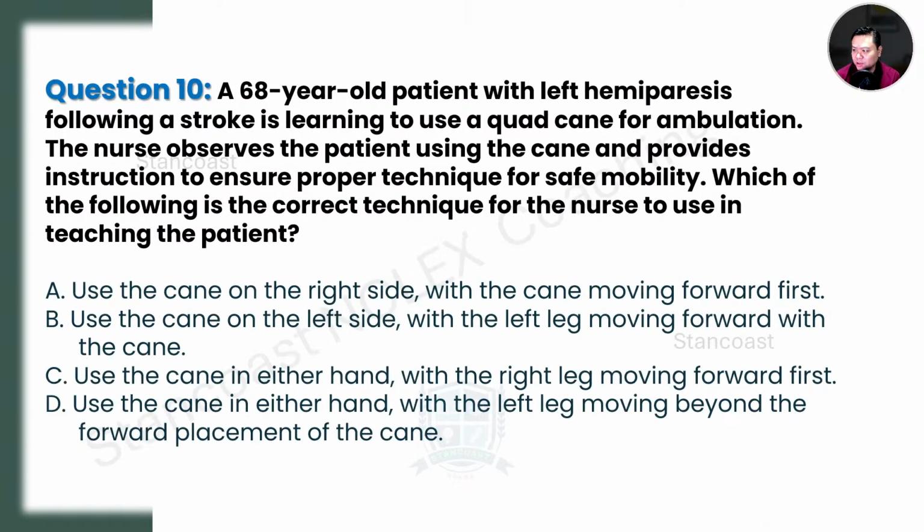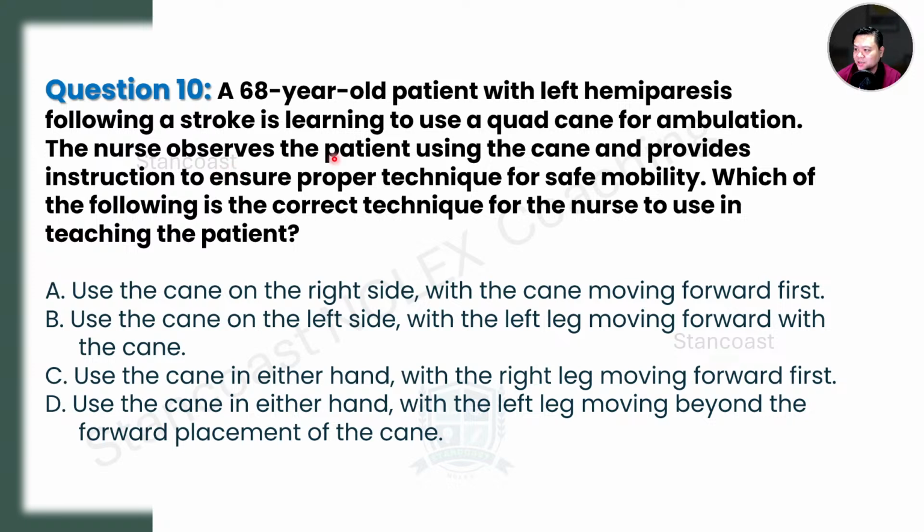Let's have our next item. Number 10. A 68-year-old patient with left hemiparesis following a stroke is learning to use a quad cane for ambulation. The nurse observes the patient using the cane and provides instruction to ensure proper technique for safe mobility. Which of the following is the correct technique for the nurse to use in teaching the patient? A. Use the cane on the right side with the cane moving forward first. B. Use the cane on the left side with the left leg moving forward with the cane. C. Use the cane in either hand with the right leg moving forward first. And D. Use the cane in either hand with the left leg moving beyond the forward placement of the cane.